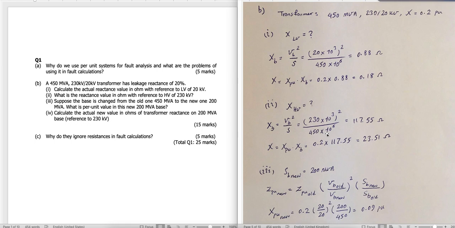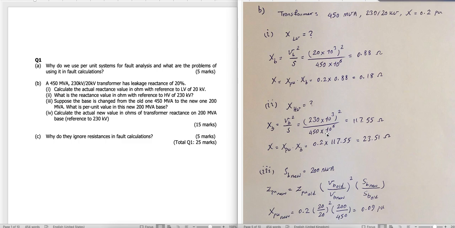So, again, per unit reactance multiplied by the base reactance, this time you get 23.51. It depends on how you approximate these values. Somebody may get 23.7, 23.8, or 23.4. All of them are correct as long as the difference is not more than 2-3%, that is fine.